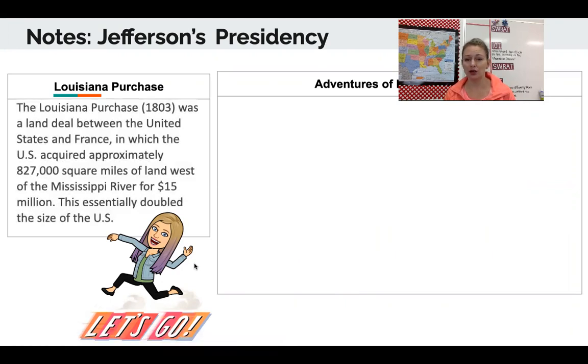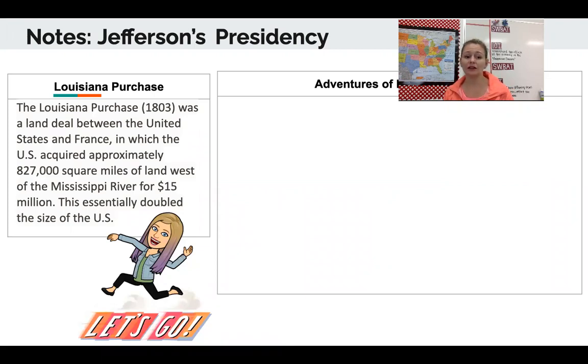In 1803, he was able to purchase the Louisiana Territory from France. It had previously been French, and then it was given over to Spain. And then in 1800, it went back to France. And then in 1803, we purchased it from the French.